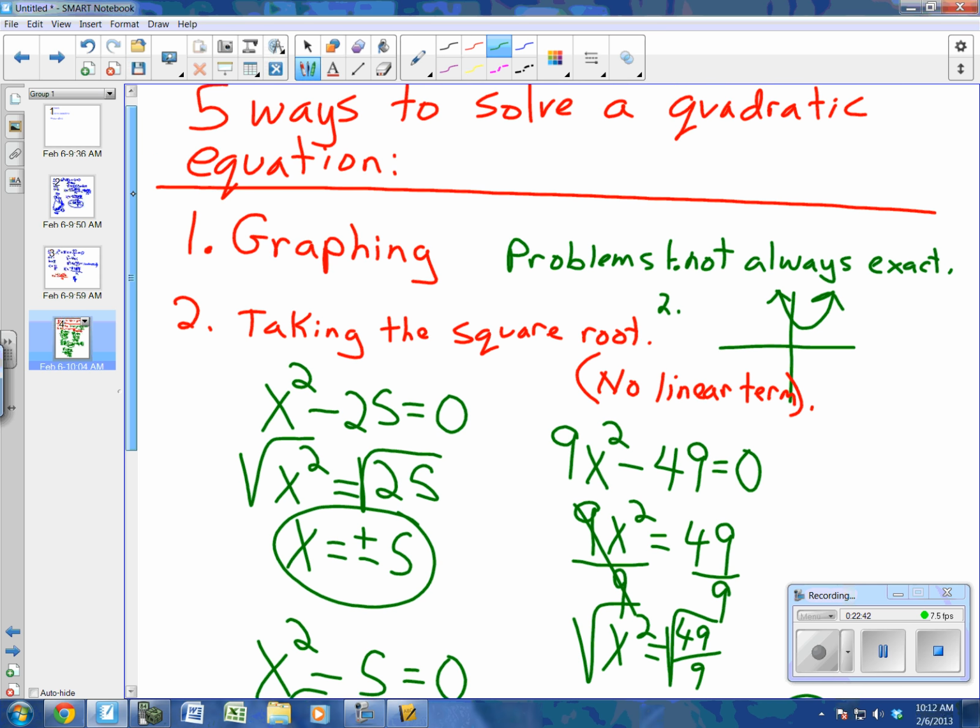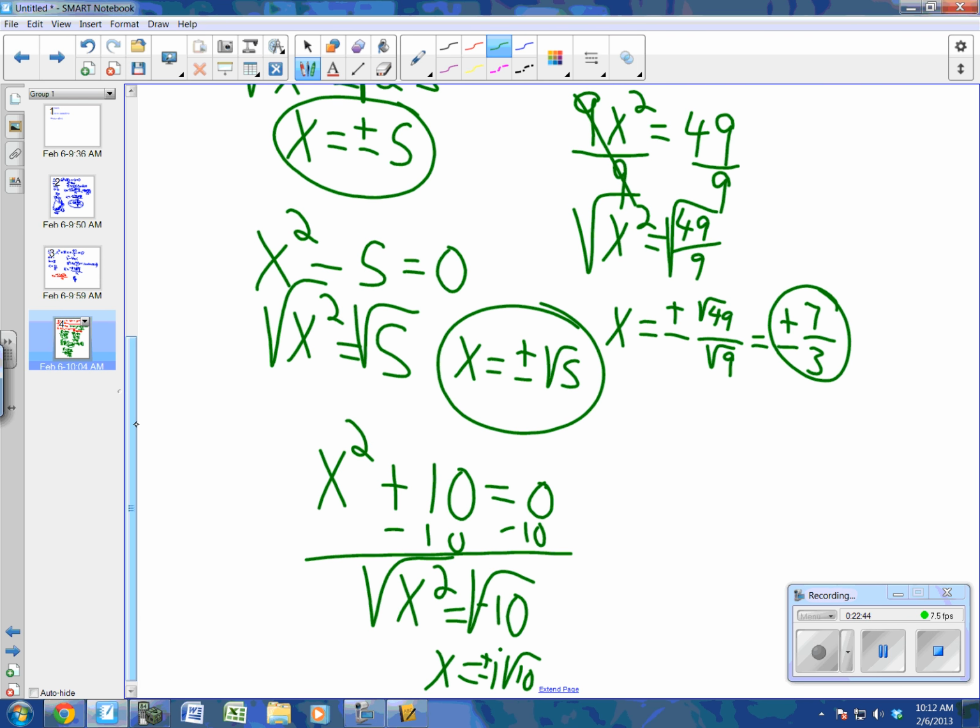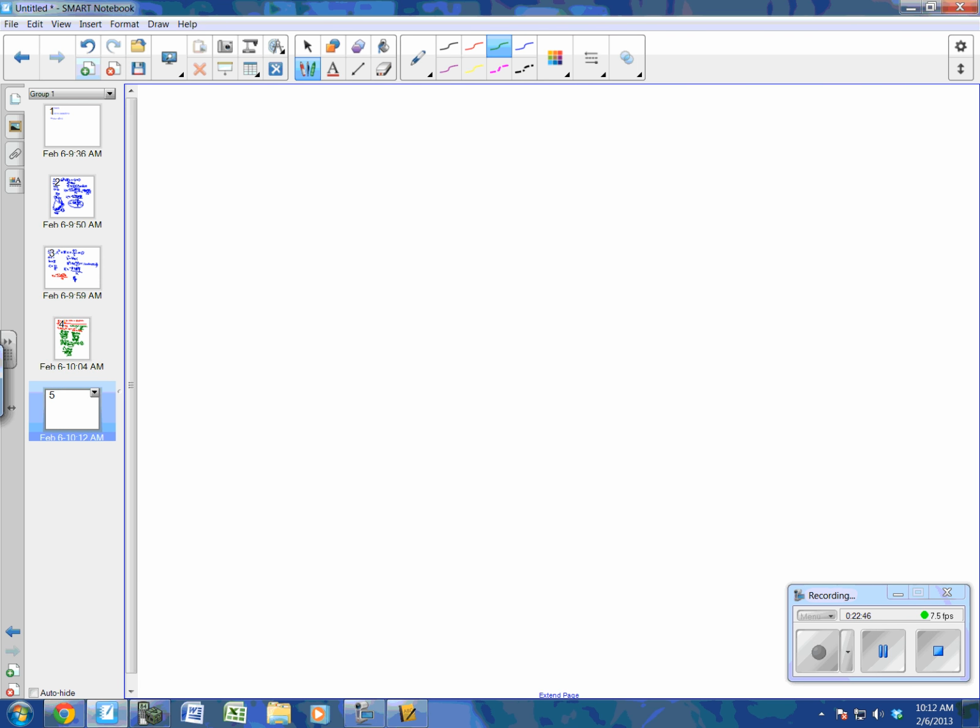We did 2 ways, graphing and taking the square root. You guys ready for the third way? We'll get a new thing for the third way. The third way is by factoring. Let me remind you of one that we can do by factoring. How about x squared plus 3x minus 40 equals 0?